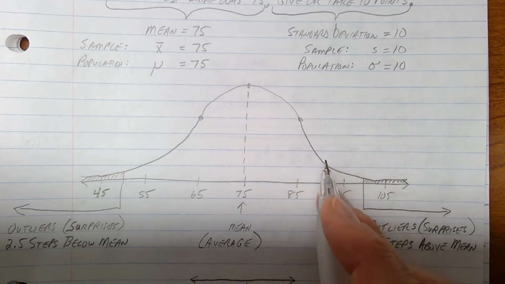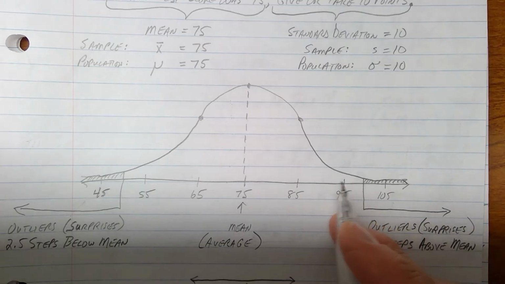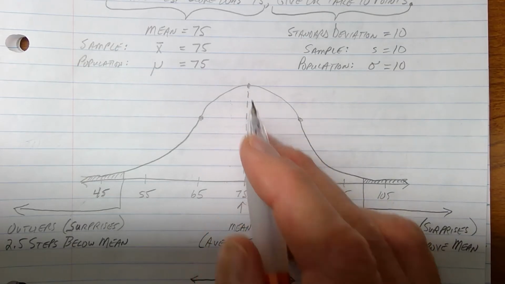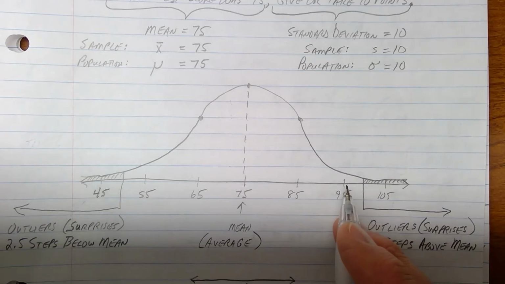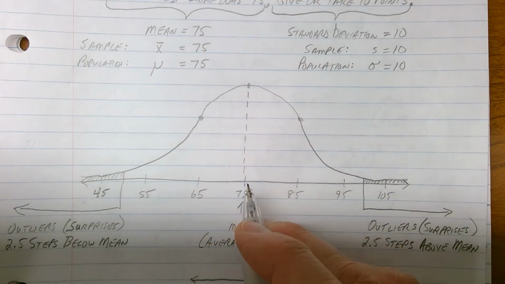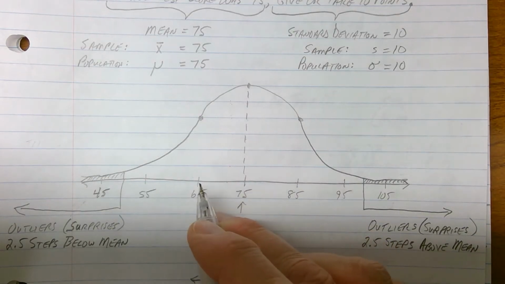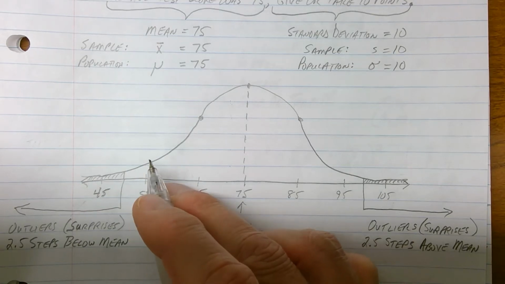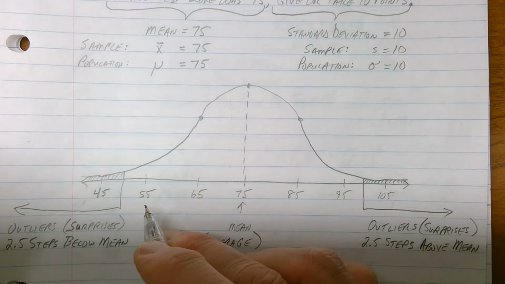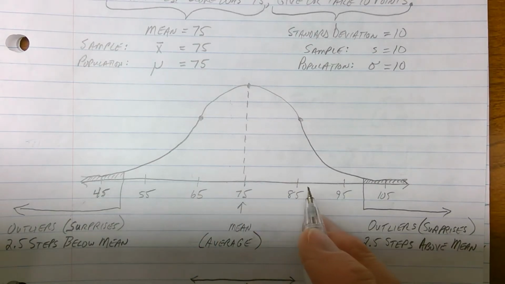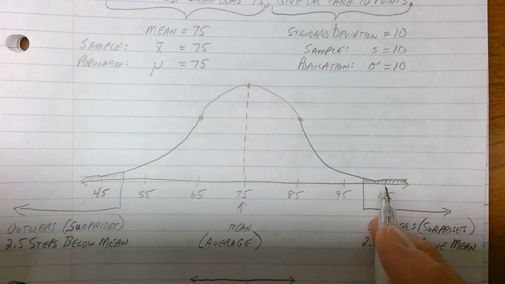And then as we go out toward the edges of the curve, we have fewer and fewer people scoring that. By the time I get out here to 95%, I didn't have very many of those people at all. I had a whole bunch of people score around 75. Not very many scored 95. And the same thing goes the other way. By the time I get out here, I didn't have very many people score 55. And by the time I get out here to 3 steps above average, I have hardly anybody, maybe one person out of 100.